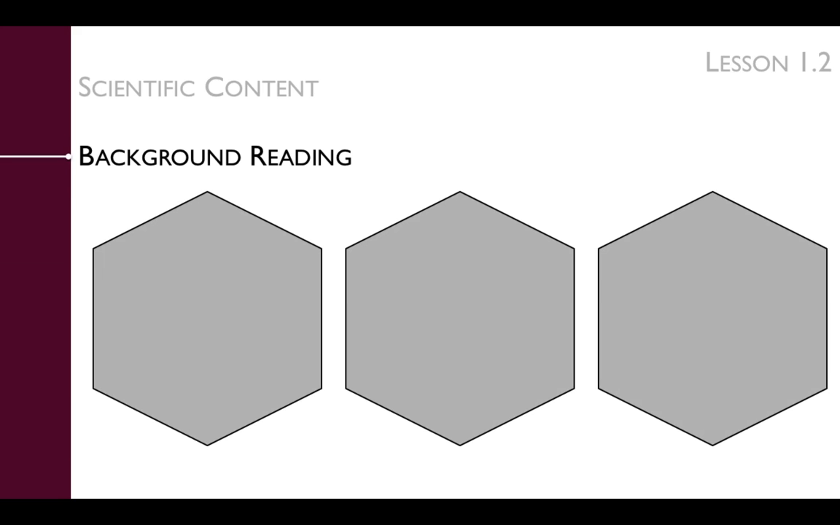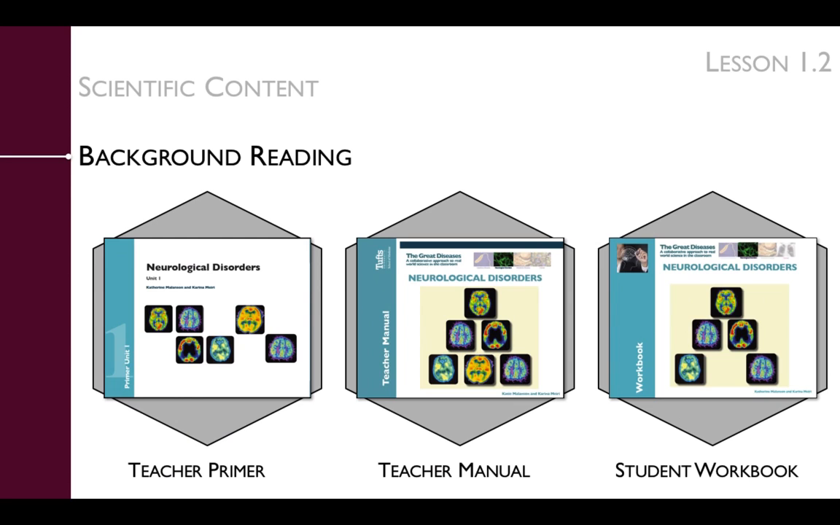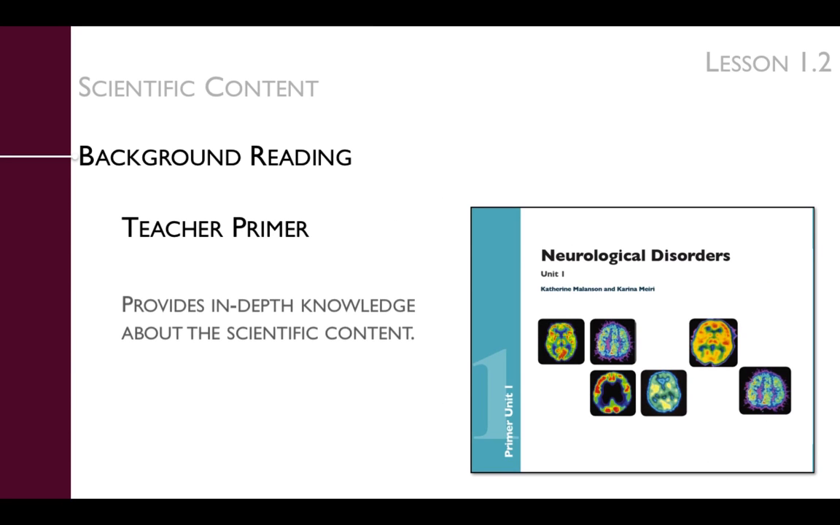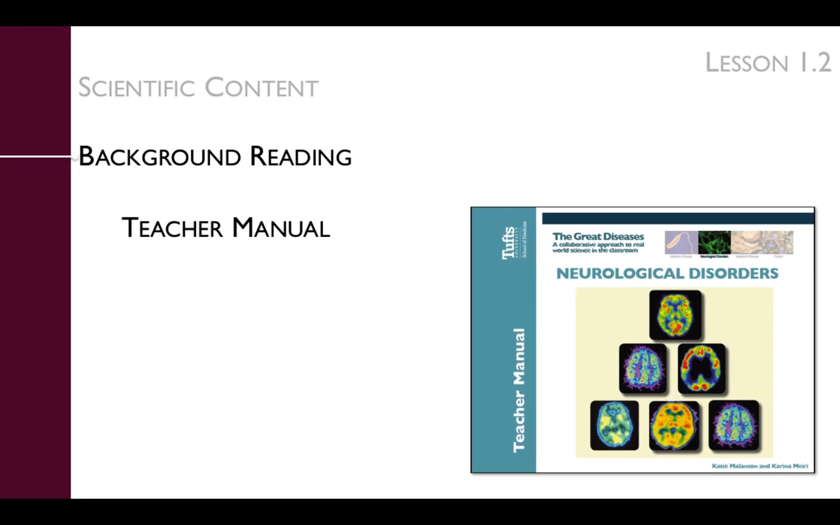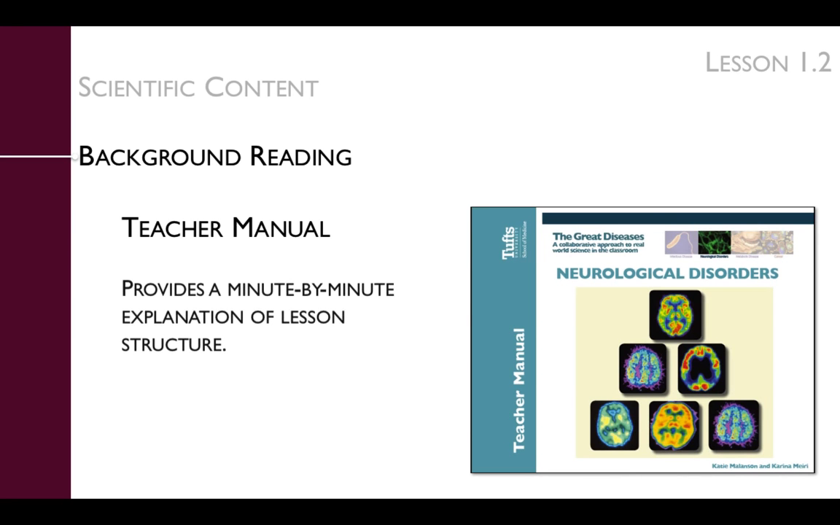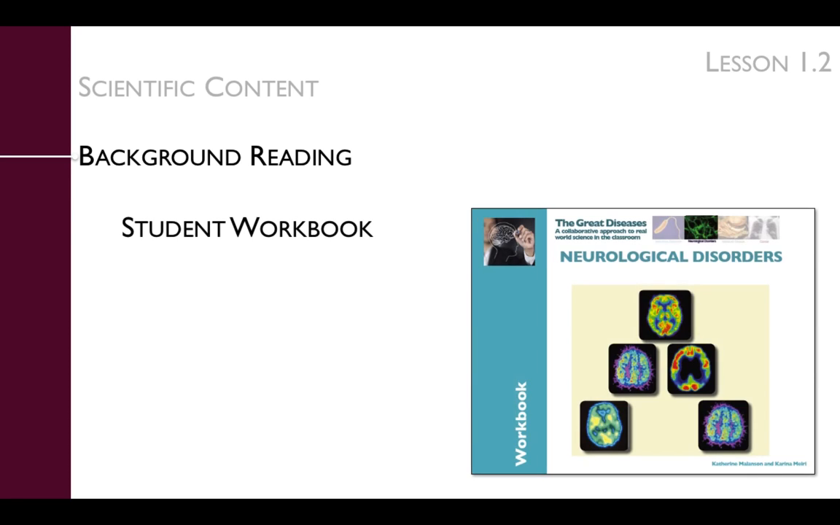You can review the scientific content in the background reading provided to you in the teacher primer, the teacher manual, and the student workbook. The teacher primer provides in-depth knowledge about the scientific content presented in the lesson. The teacher manual or lesson plan provides a minute-by-minute explanation of the lesson structure, including instructions on how to manage the discussion and activity, and the student workbook provides additional explanation for students.